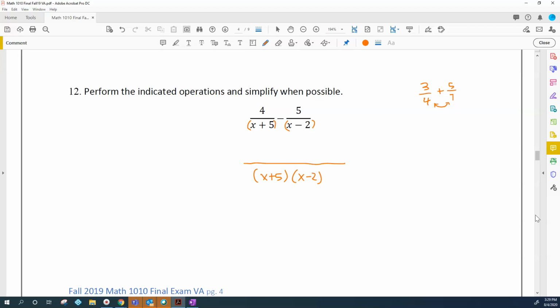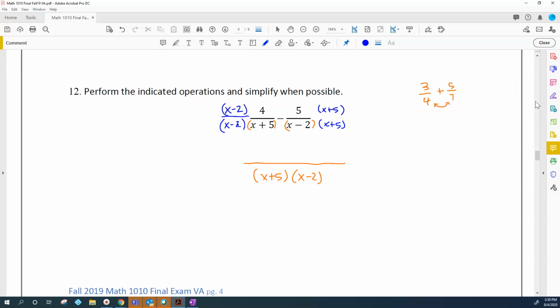But then I need to look here and say, what is this first fraction missing? It has the x plus 5, but it needs the x minus 2 part. And so I need to multiply that on the top and the bottom. On my second fraction, it already has that x minus 2 part, but it needs the x plus 5 part. So I need to multiply that on top and bottom.